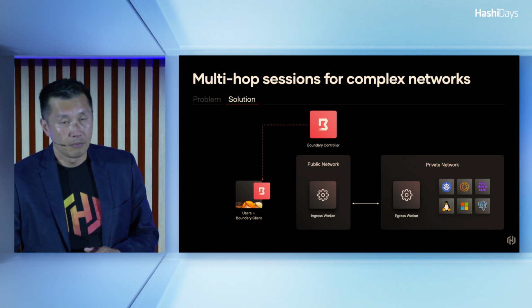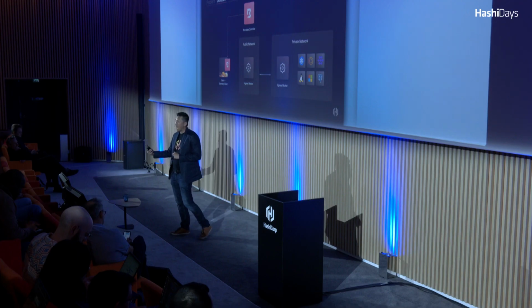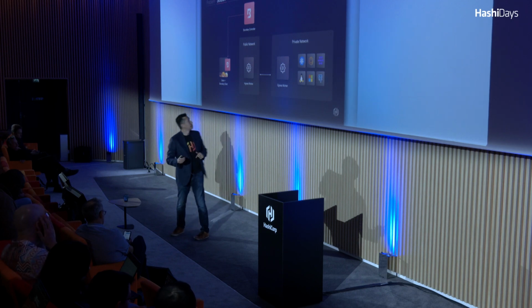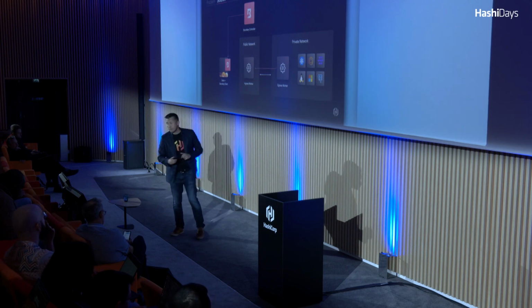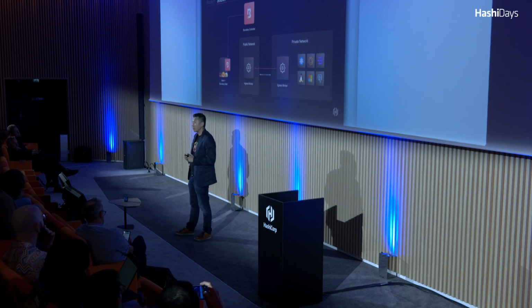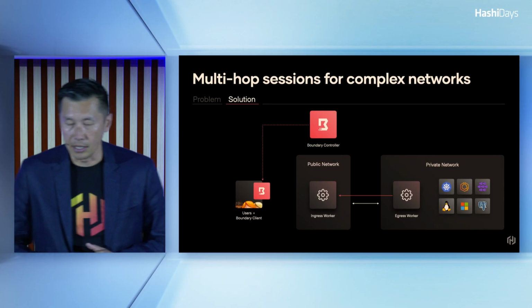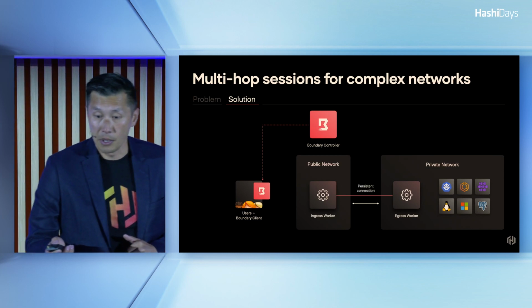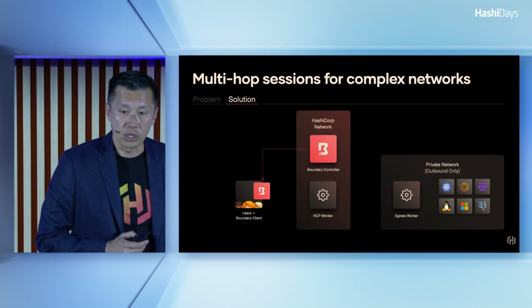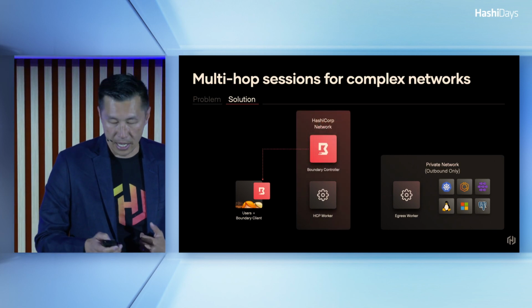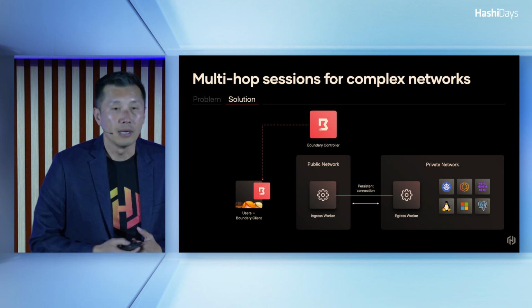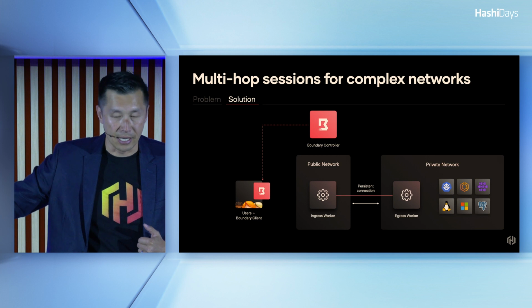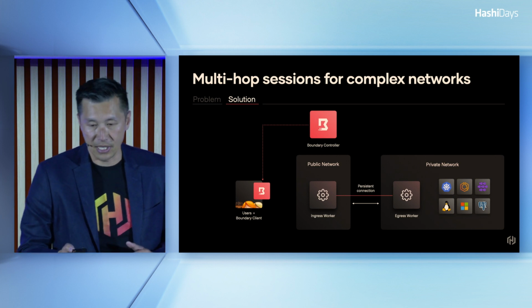So the egress worker in the private network makes an outbound connection to the ingress worker, right? So now there is a persistent connection between the egress worker and the ingress worker. So there's a persistent connection, and then the user would just use the client to connect into that ingress worker, and then they'll be hopped across those different workers to get to the end destination, right? So hence the term multi-hop sessions.